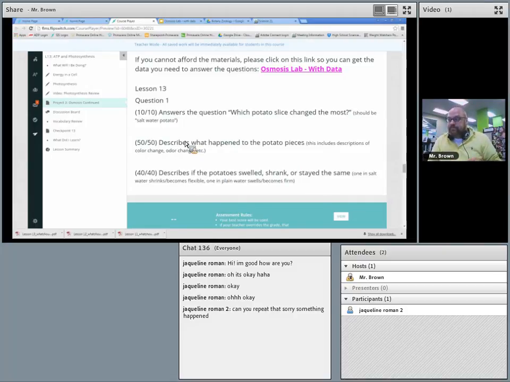You're going to tell me what happened to both potato pieces. Don't just talk about the saltwater potato. Talk about the freshwater potato too. So, what happened to both? The saltwater potato piece got softer. The freshwater potato piece became firm and hard, something like that.